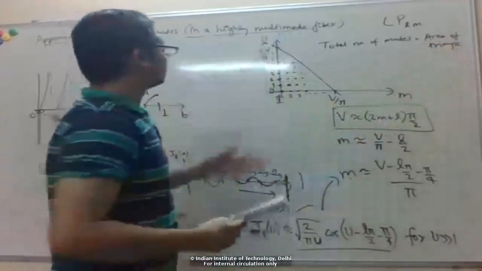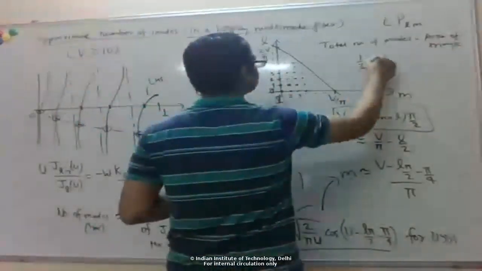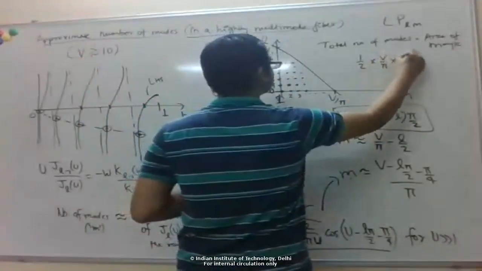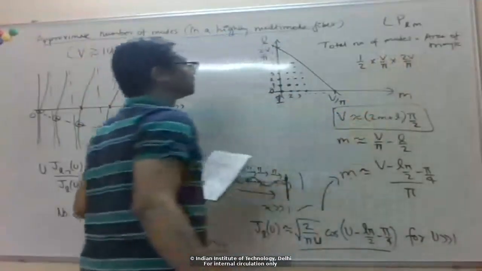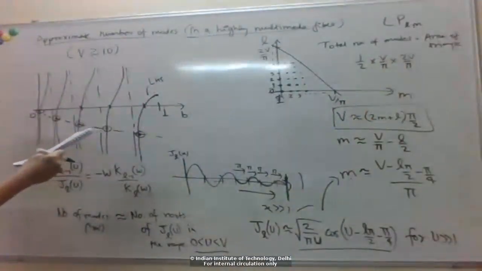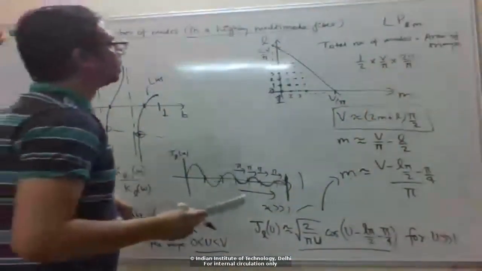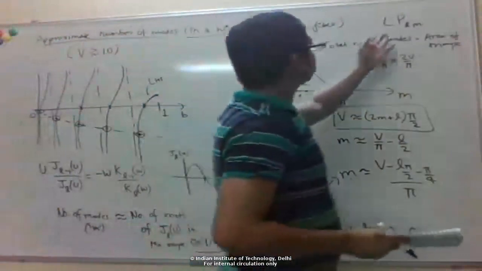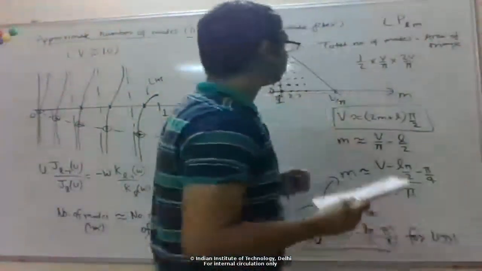So the area of the triangle is straightforward: half base times height. So those are the total number of LM values that we have.